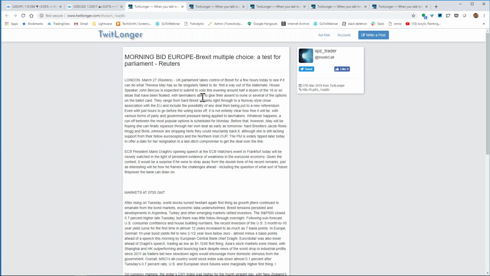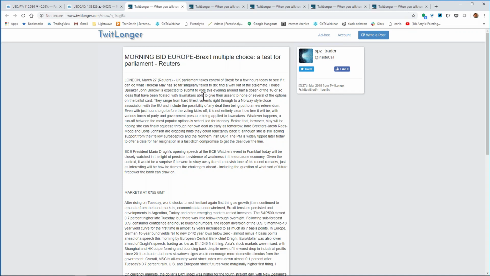Says the morning bid, Brexit multiple choice, a test for Parliament. UK Parliament takes control of Brexit for a few hours today to see if it can do what Theresa May has so far singularly failed to do, find a way out of the stalemate. House Speaker John Bercow is expected to submit to a vote this evening around half a dozen of the 16 or so ideas that have been floated, with lawmakers able to give their assent to none or several of the options on the ballot card.